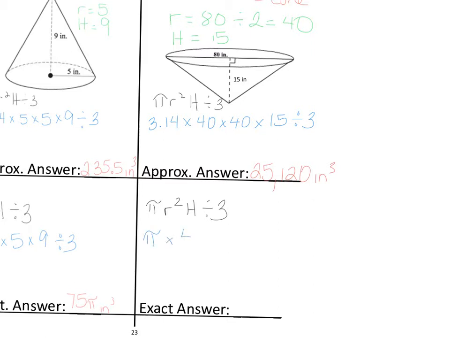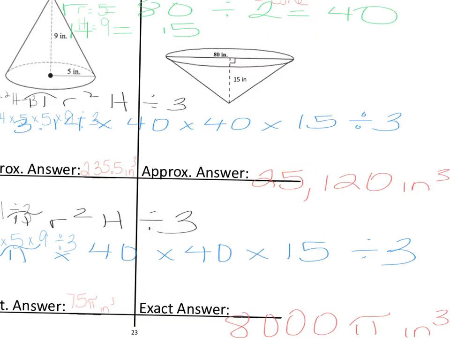So we simply have pi times radius squared times height of the whole figure divided by 3, and that's going to give us an exact answer of 8,000 pi inches cubed. It's saying take 8,000, multiply it by 3.14, and that's going to give you your approximate answer. But an exact answer is 8,000 pi because pi is written as a symbol and we've not had to round any other numbers in this problem.